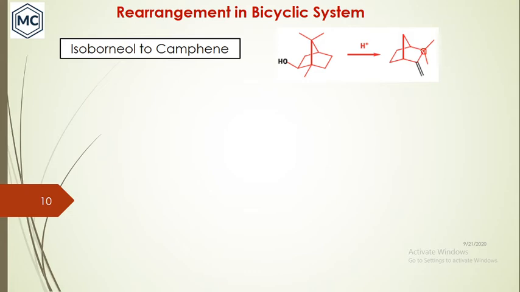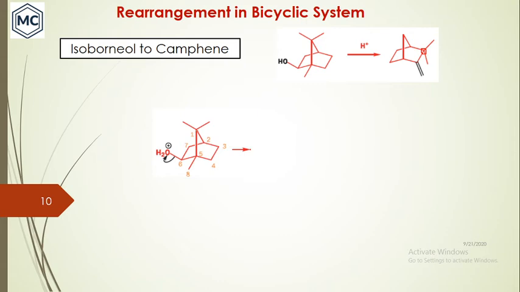And there is an exocyclic double bond here, and here there is no methyl group. So how does it happen? I have numbered the carbons like this: 1, 2, 3, 4, 5, 6, 7 and 8. I numbered them to understand which carbon is migrating and which carbon is moving.